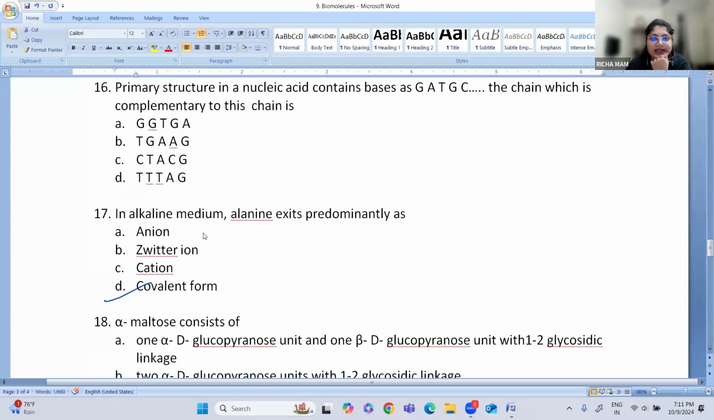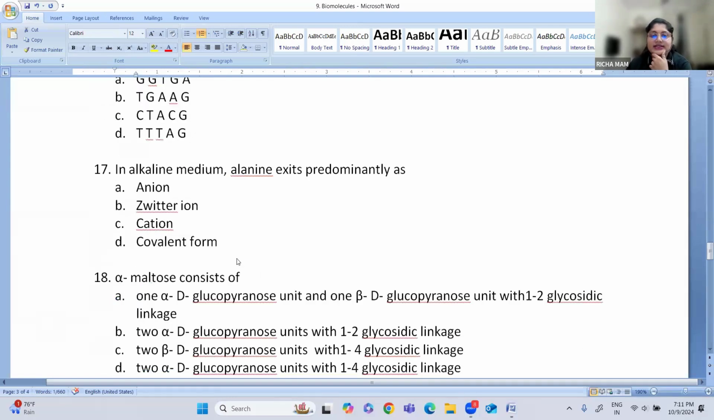Next one, in alkaline medium, alanine exists predominantly as. So how does alanine exist? What is the structure of alanine? It is CH3, CH, COOH, and NH2. So this is the structure of your alanine.